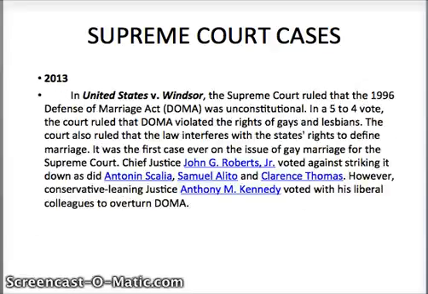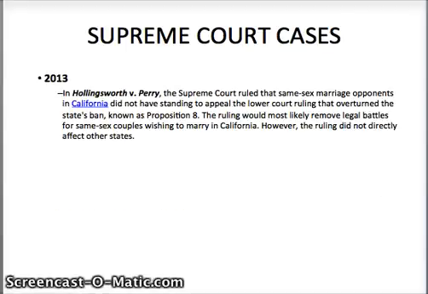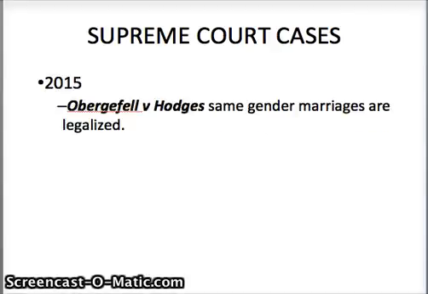In 2013 also, in the United States v. Windsor, the Supreme Court ruled that the 1996 Defense of Marriage Act, or DOMA, was unconstitutional. In 2013 also, in Hollingsworth v. Perry, the Supreme Court ruled that same-sex marriage opponents in California did not have standing to appeal the lower court ruling. And finally, in 2015, in Obergefell versus Hodges, same-gender marriages were legalized.